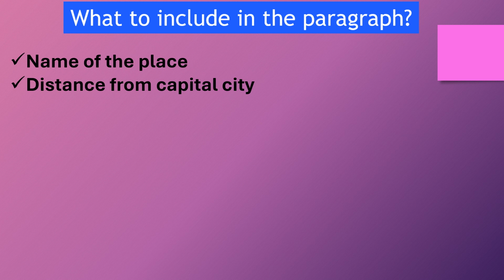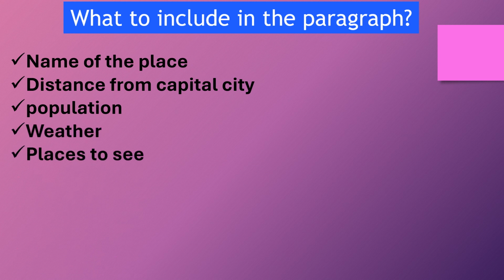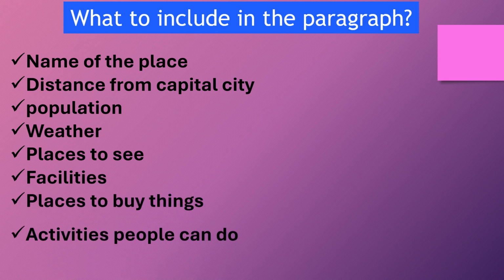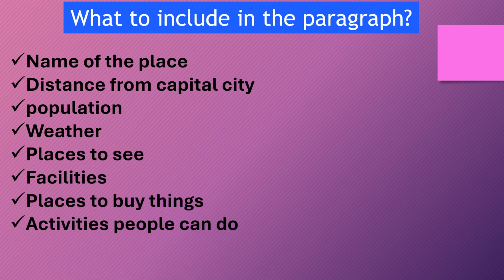And the distance from the capital city. Then you write the population of that place. Weather, places people can see, facilities, places to buy things, activities people can do, and any other special things. Now, in this case, what are the other special things? How the people are and what jobs they do. These are the extra things which you need to include in the paragraph.